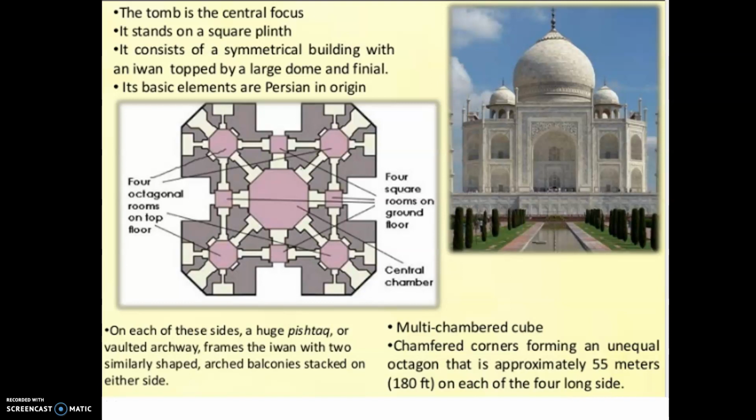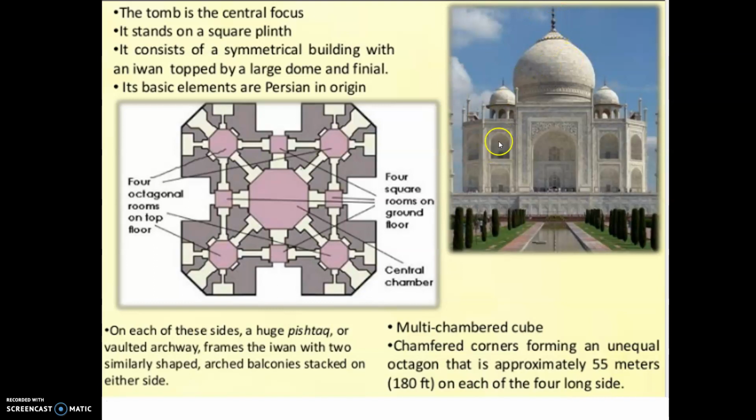The tomb is of central focus. It occupies the central octagonal chamber. It stands on a raised square plinth, which is called the Chabutra. The symmetrical building has the Iwan, which is topped by the large dome and a finial.